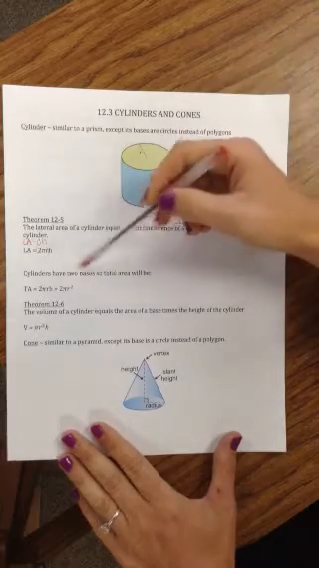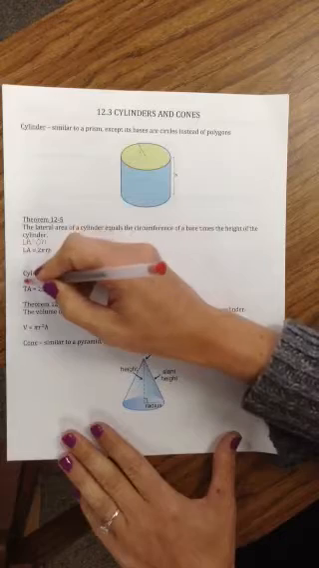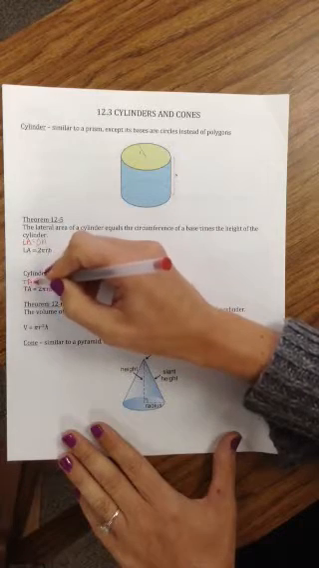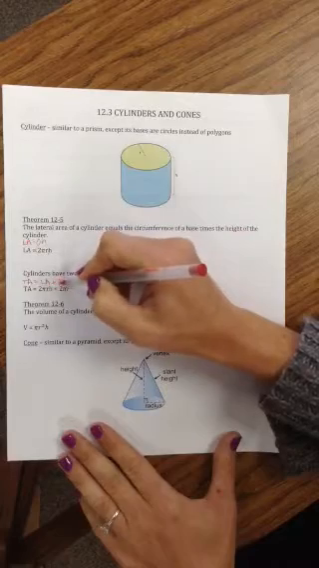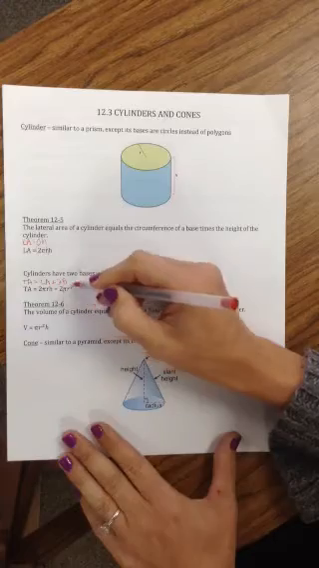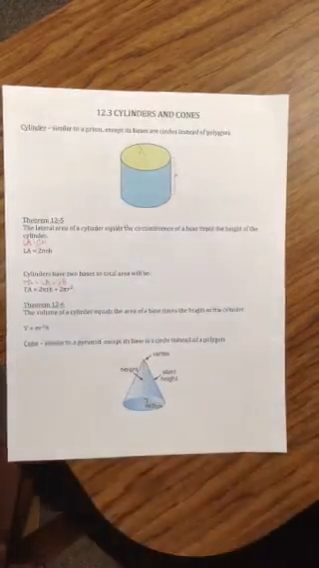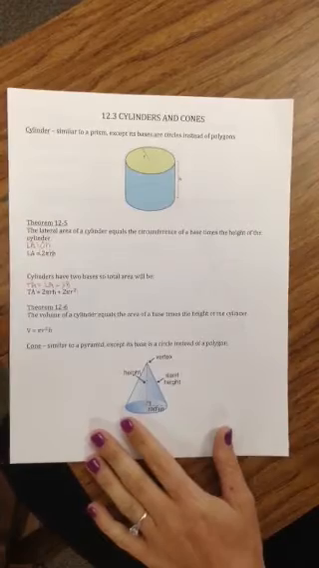Okay? Cylinders have two bases, so to get from our lateral area to our total area, it's that same formula. The total area is your lateral area plus 2 times the base area. The base is a circle, so we know the formula for area of a circle is pi r squared. So that's where that formula comes from.